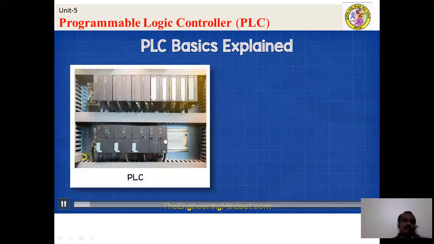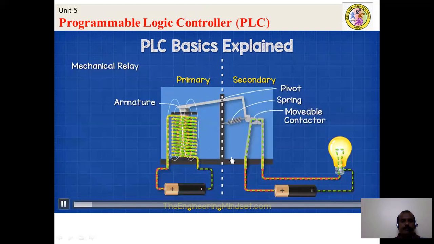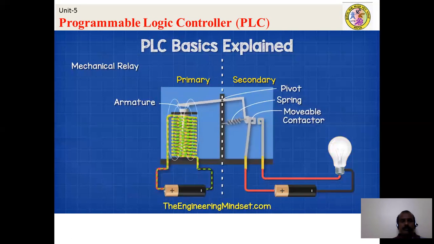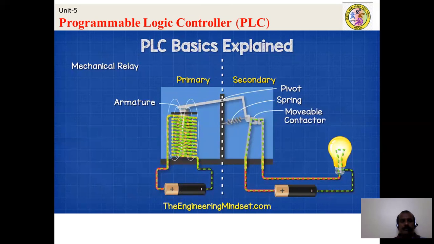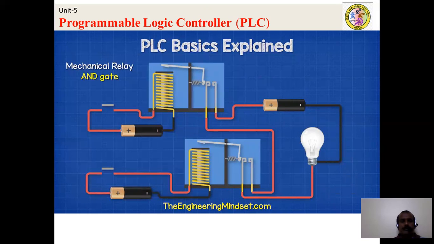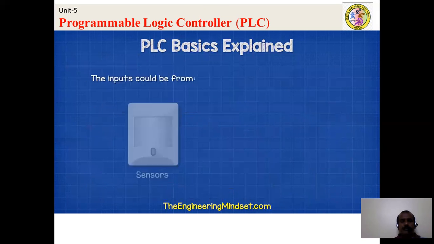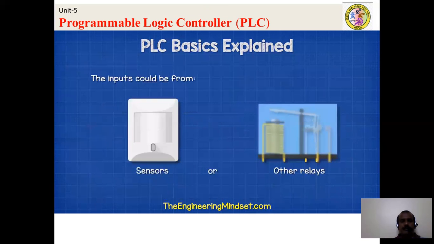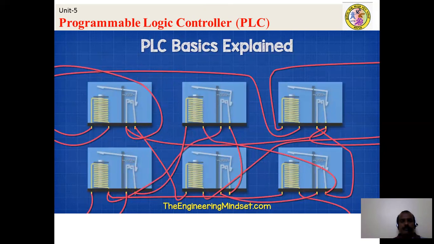Before PLCs, control was carried out via banks of relays. Each relay controlled dedicated inputs and outputs based on physical wiring. Relays would control other relays to form logic controllers. For example, with a simple AND gate, only when two inputs are energized, this one and this one, does the relay output energize. These inputs could be sensors, or they could be outputs from other relays. To change the operation, the physical wiring had to be changed. So the physical connections had to be altered if a different response was ever required.